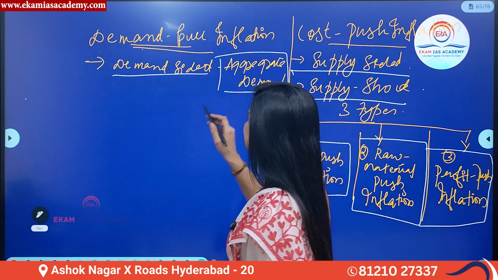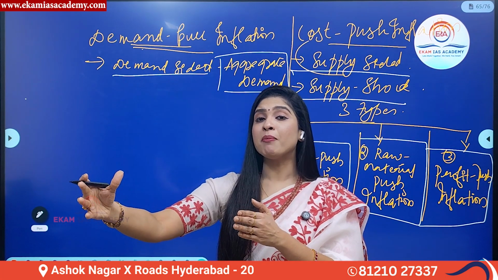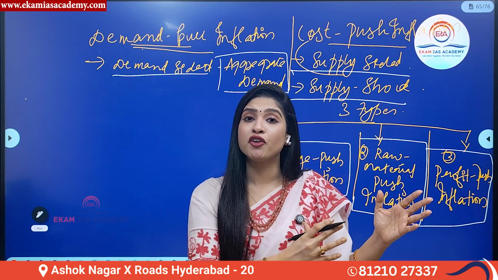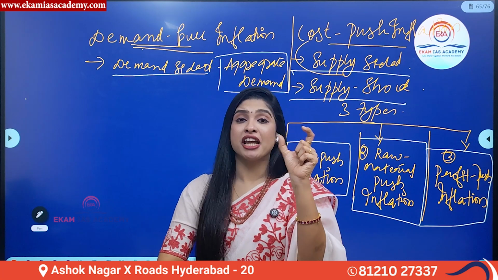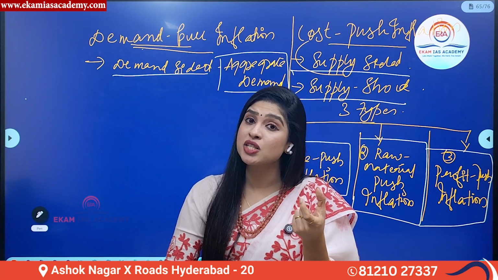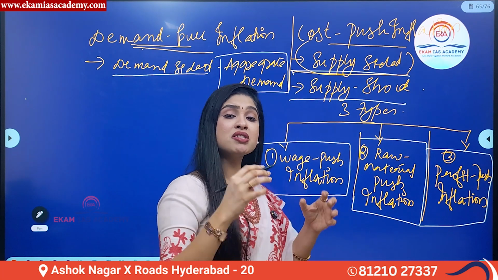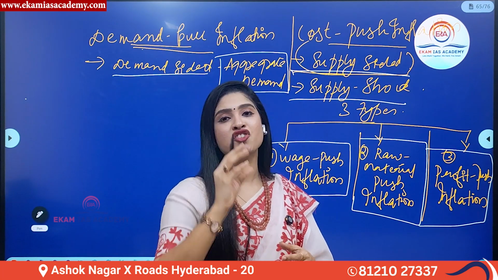Now, having said that, what is cost push inflation? If demand is from the point of view of consumers, cost is from the point of view of the producers or suppliers. Cost push inflation is also called what? Supply-sided inflation. In simple terms, it is when there is a rise in the price of factors of production.